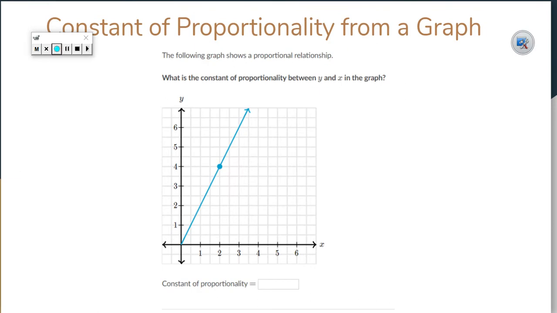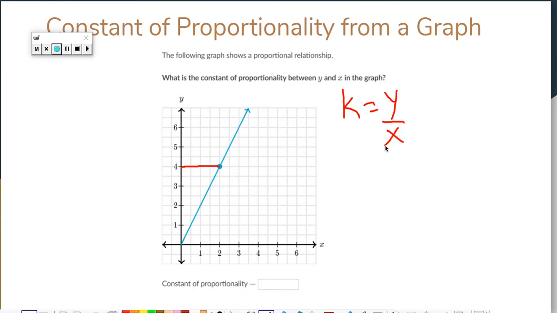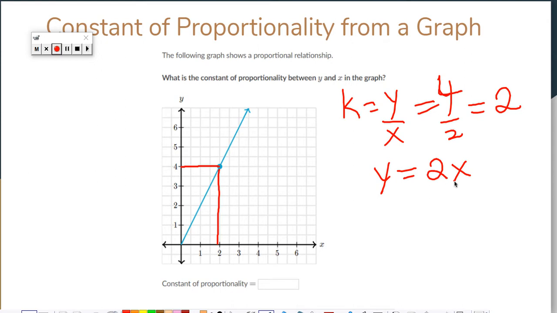Take another one. So since I have here y, so k equals y over x. Y was 4, x was 2, 4 over 2. 4 divided by 2 is 2, so k is 2, which means that y equals 2x. The equation that represents this graph is y equals 2x.